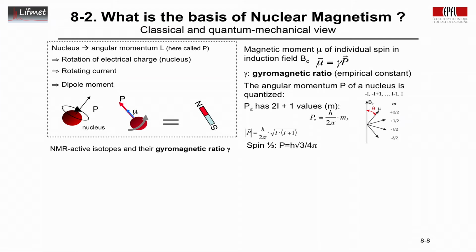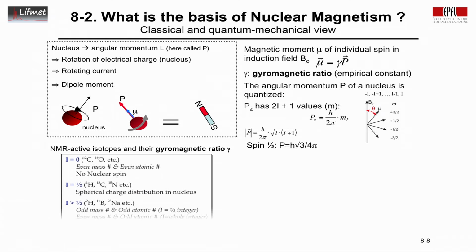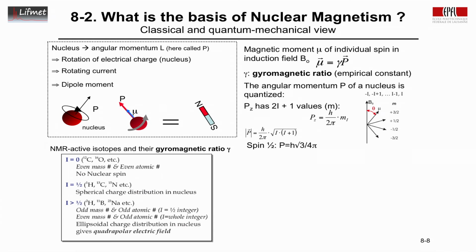So let's look at some isotopes and their gyromagnetic ratio gamma. First, we want to introduce some isotopes that do not carry an angular momentum. Those are carbon-12, oxygen-16, etc. They have typically even mass and even atomic number, so they don't carry a nuclear spin, they don't carry a nuclear angular momentum. Then we have nuclei with spin 1/2. These are the proton, the hydrogen nucleus, H1, C13, and nitrogen 15. Another one is phosphorus 31.